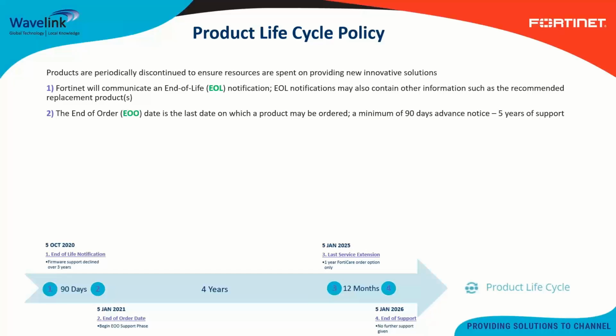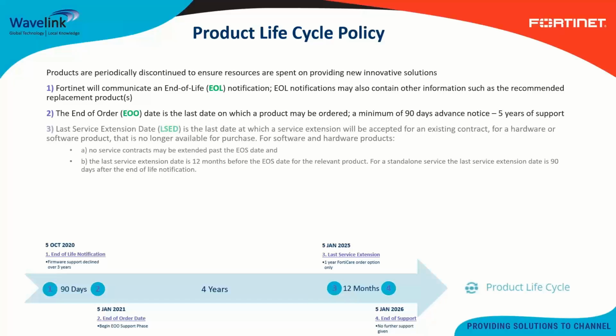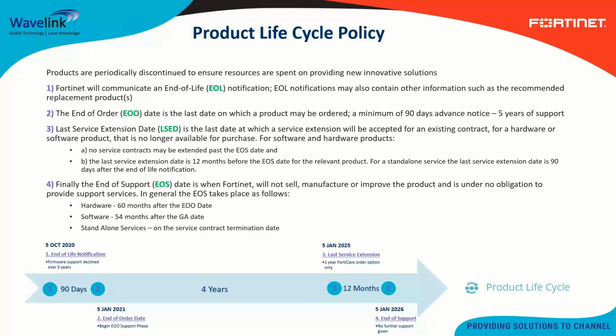So you won't be able to order the product after that EOO date, and then it begins a 5-year support phase. So over the next 4 years after the last time you could have ordered that product, you could have ordered the 60 months of support on it, or 1 year, 2 year, 3 year, 4 year. And then you get to the last 12 months after the EOO, and you can only extend the support, the FortiCare for that product on the last service extension date for 12 months. Then after that, it's end of support.